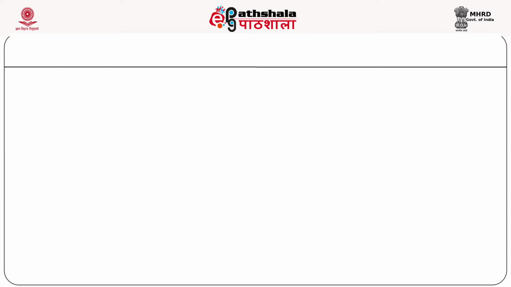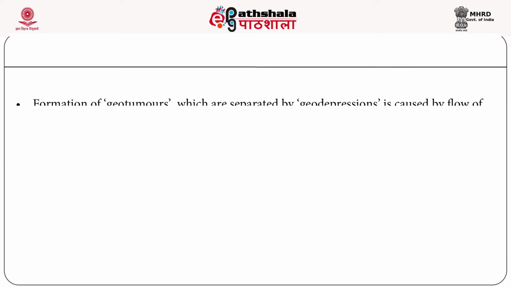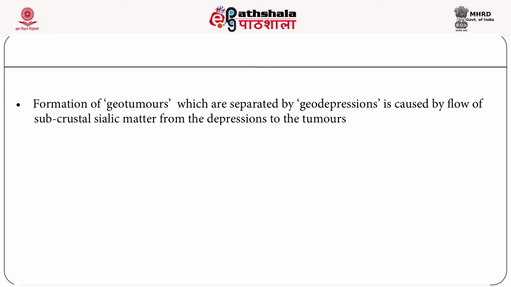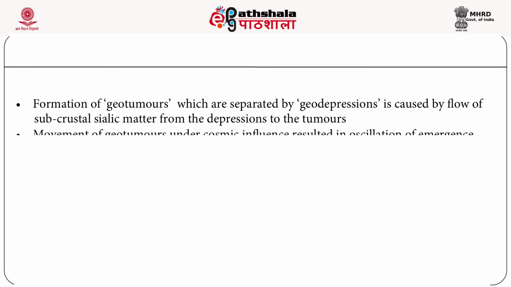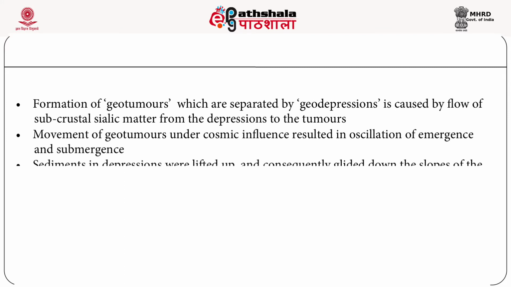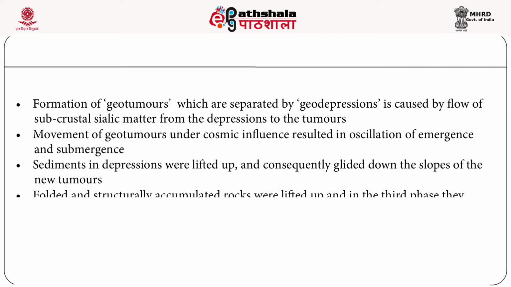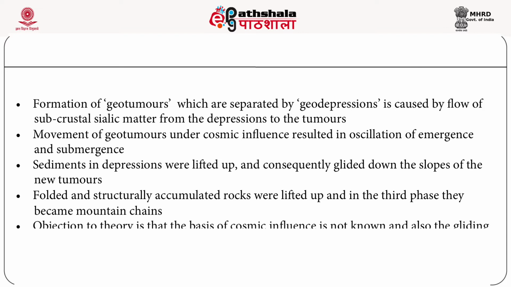Oscillation and undation theory. Formation of geotumors, which are separated by geodepressions, is caused by flow of subcrustal sialic matter from depressions to the tumors. Movement of geotumors under cosmic influence resulted in oscillation of emergence and submergence. Sediments in depressions were filled and consequently glided down the slopes of new tumors. Folded and structurally accumulated rocks were lifted up, and in the third phase they became mountain chains.